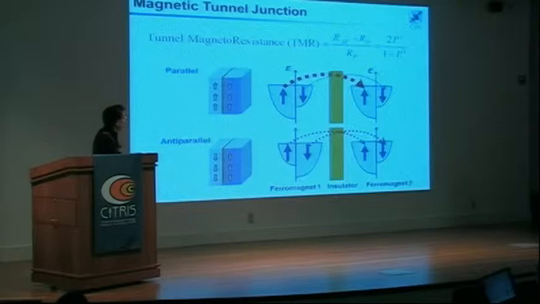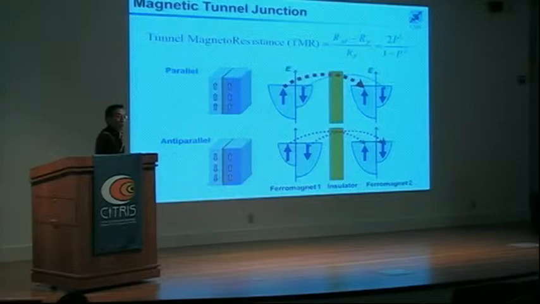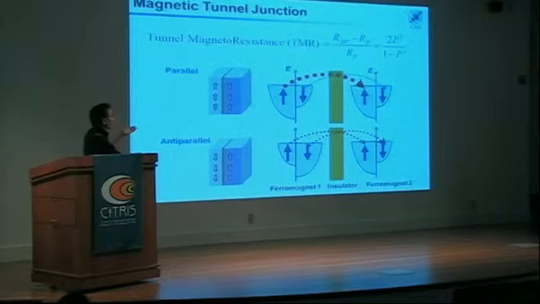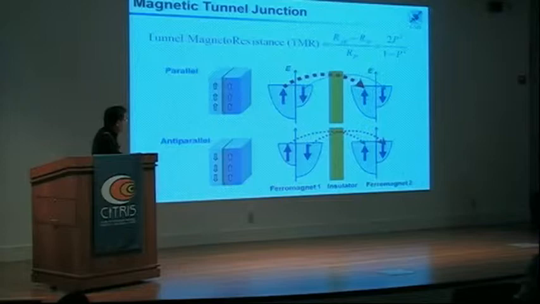So tunnel magnetoresistance I define by the resistance difference between the two states divided by the low resistance. So when I say I have a 100% TMR ratio, tunnel magnetoresistance ratio, that means that I can increase the base resistance by a factor of 2. So if I have 1 kilo ohm, I can make it 2 kilo ohm. If I have 10 kilo ohm, I can make it 20 kilo ohm. So it's not a huge difference, but we can work with this.